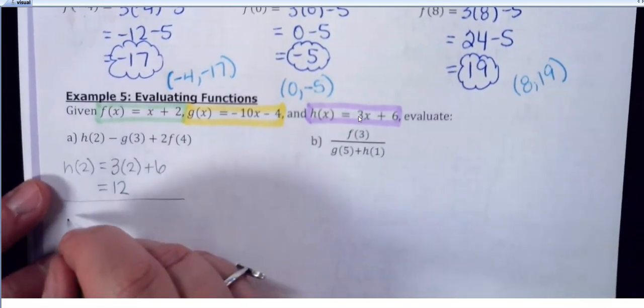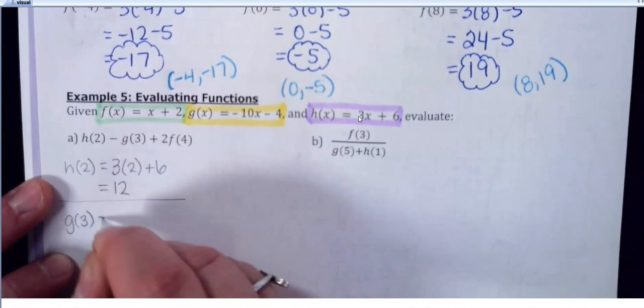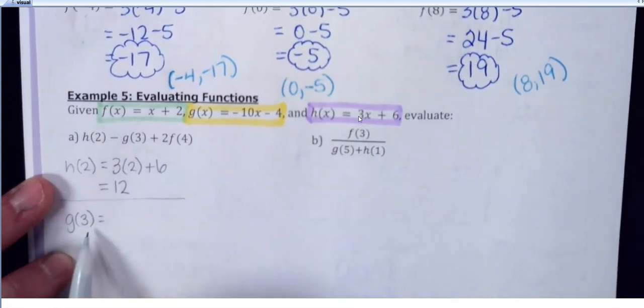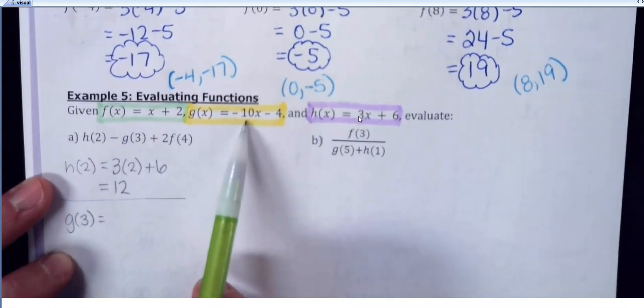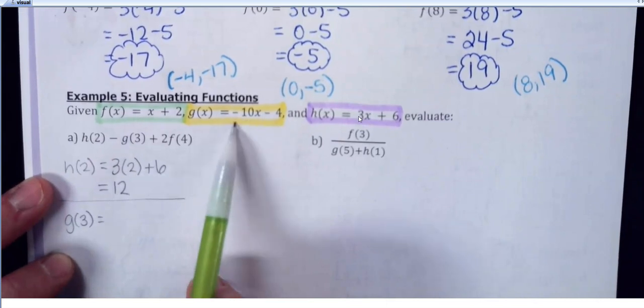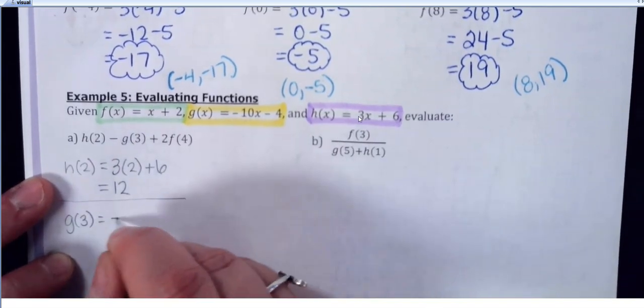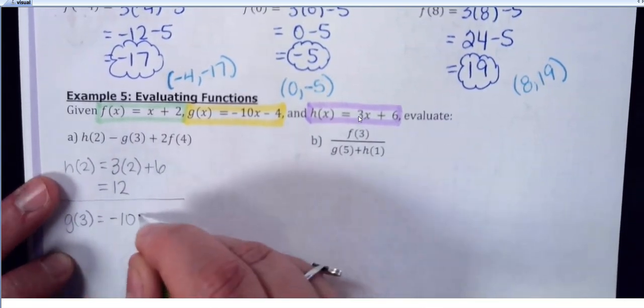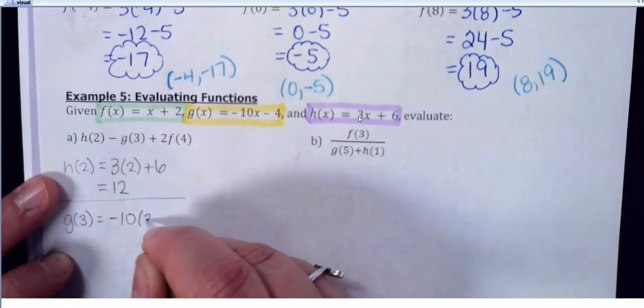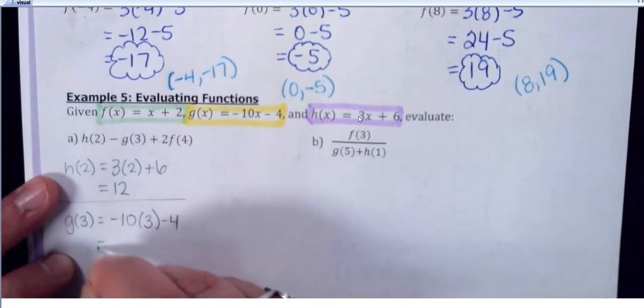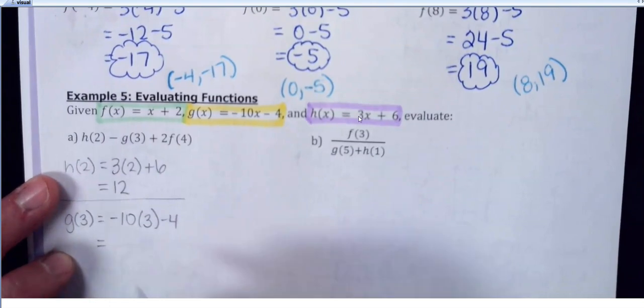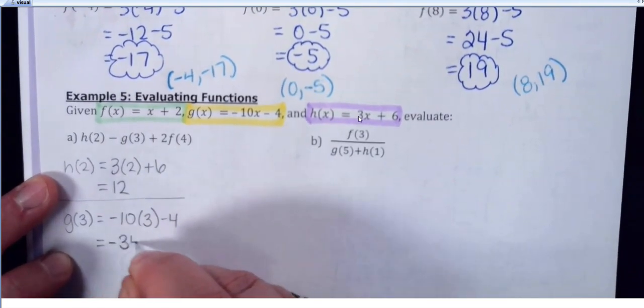Then I need g of 3. And you could do these in any order, it doesn't matter. But just make sure you plug it into the correct function rule. So g of x is -10x minus 4. So if I want g of 3, I'm going to do -10 times 3 minus 4. So that's going to be -30 minus 4, which is -34.